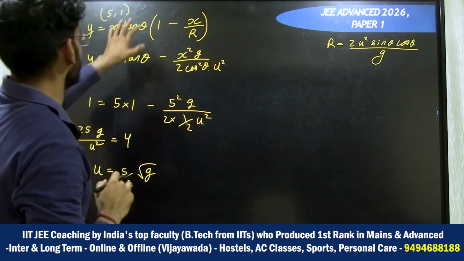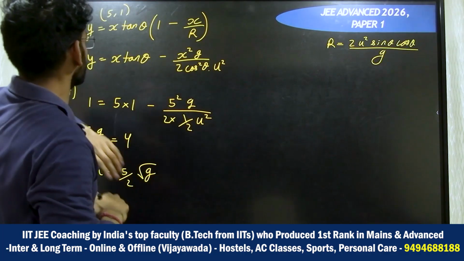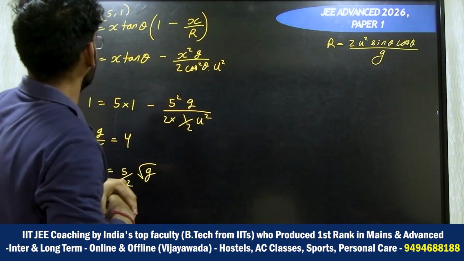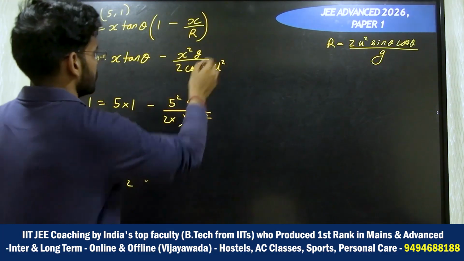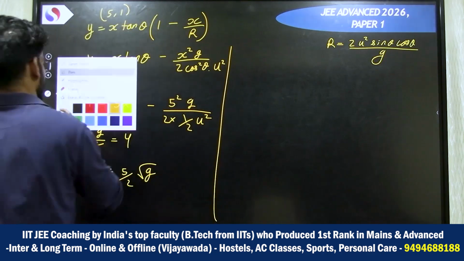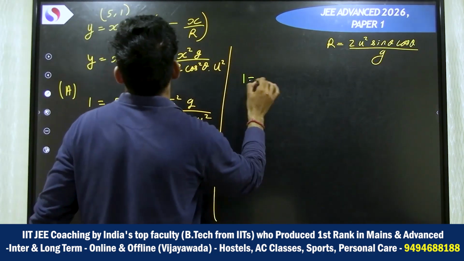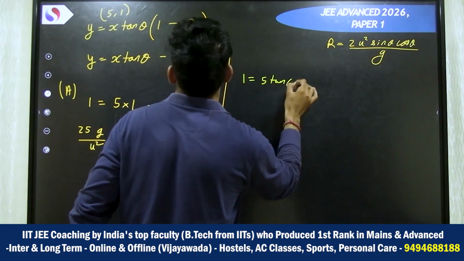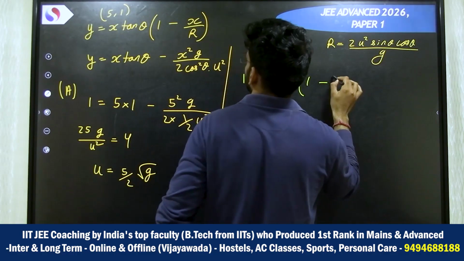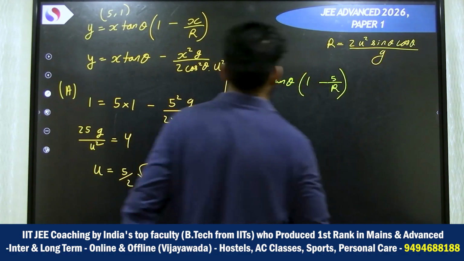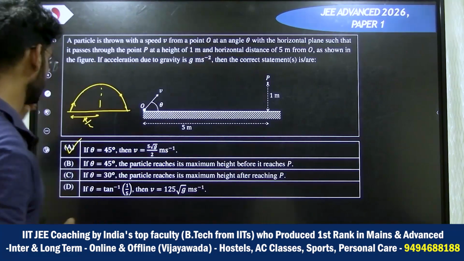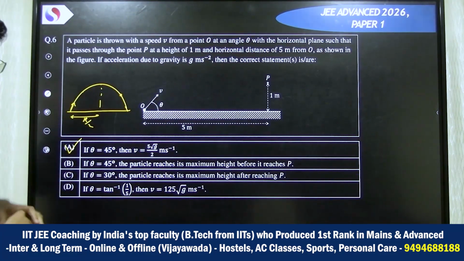Because I will use this formula directly, right? Y and x I have, so I will put the values, and r I will bring in terms of tan theta. You can bring either, or just solve simply and easily. Why should I complicate? Y value 1 is equal to 5 tan theta into 1 minus x, which is 5 by r, right? So if you solve here, what are the given options? B and C options can both be checked.